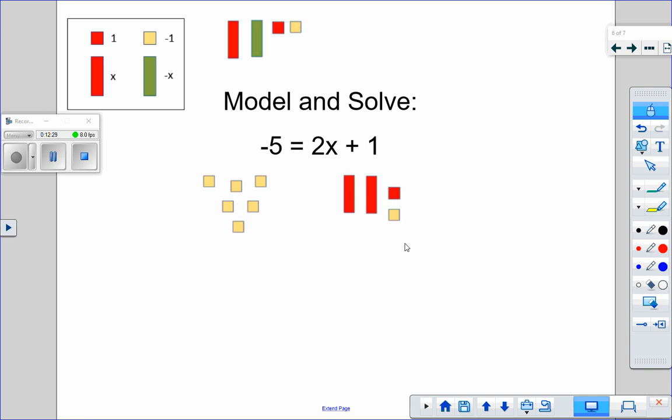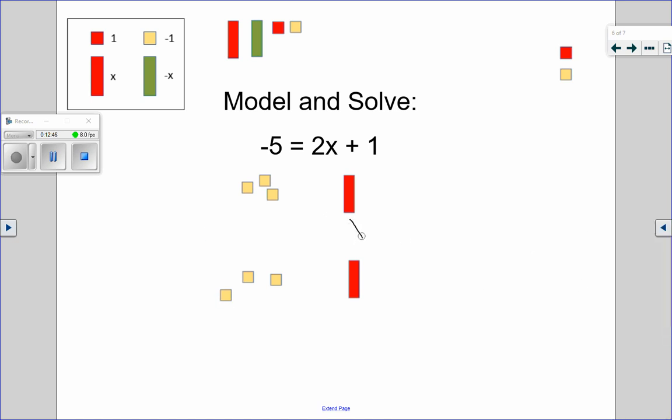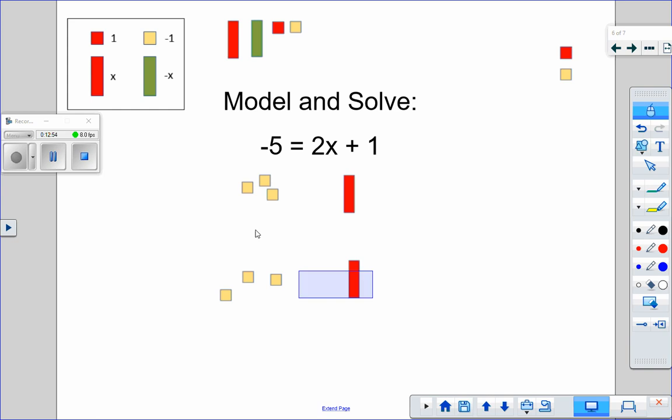So now what I need to do is take my 0 pairs away. It's only on one side. Okay? And then I now need to split these x's into 2 parts. Here, here, here, here, here, and here. So I know that x is going to be equal to 3 negatives, so negative 3. So let's prove it. Let's make sure you know how to prove it algebraically.